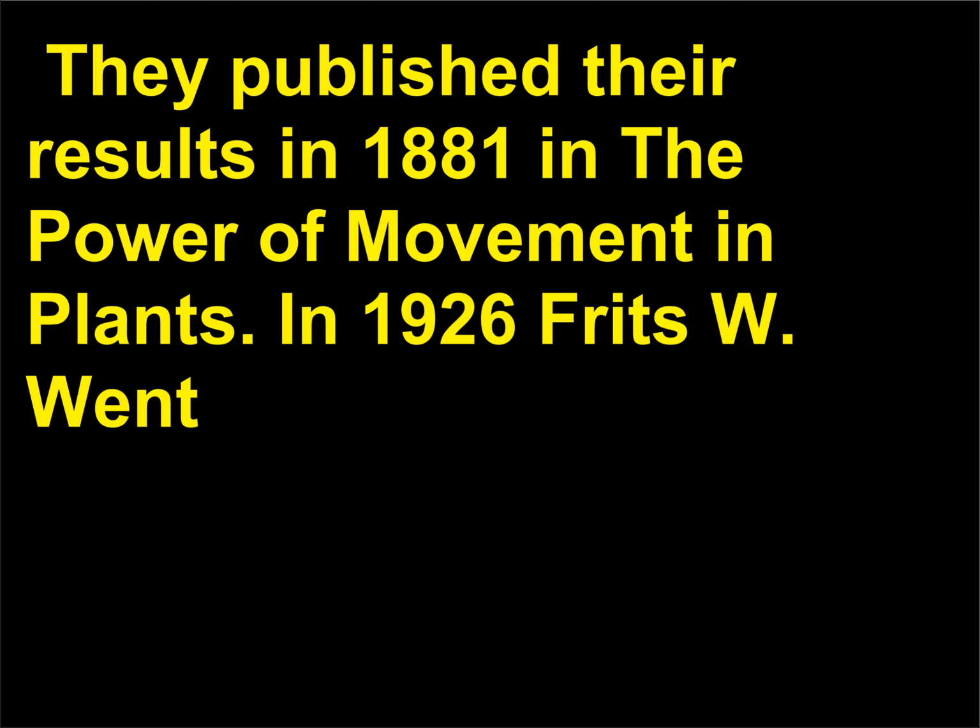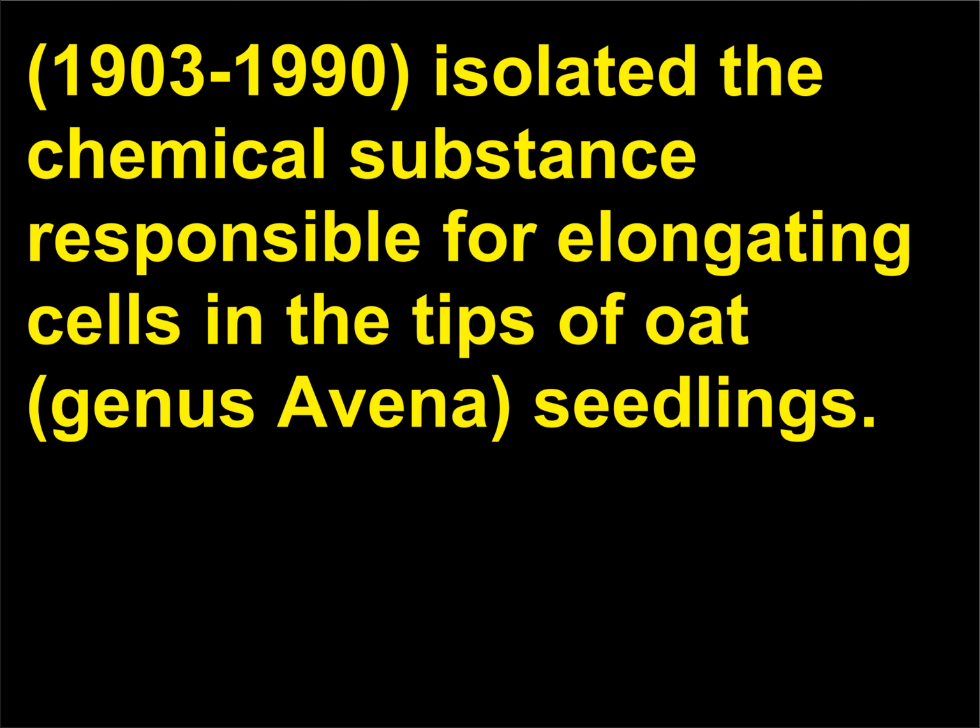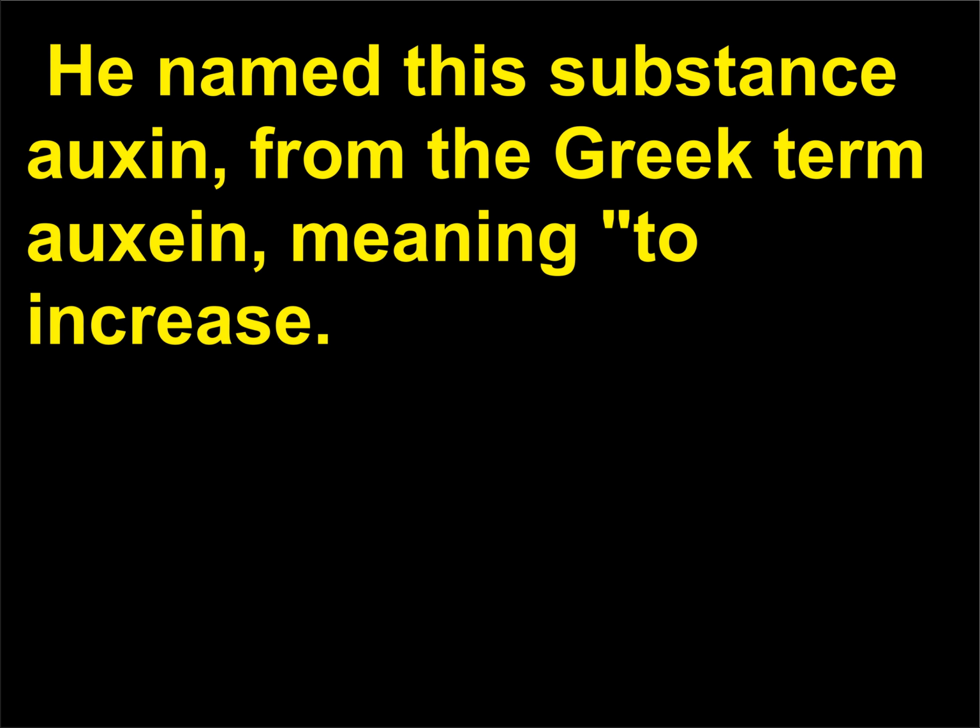In 1926 Fritz W. Went, 1903 to 1990, isolated the chemical substance responsible for elongating cells in the tips of oat, genus Avena, seedlings. He named this substance auxin, from the Greek term auxein, meaning to increase.